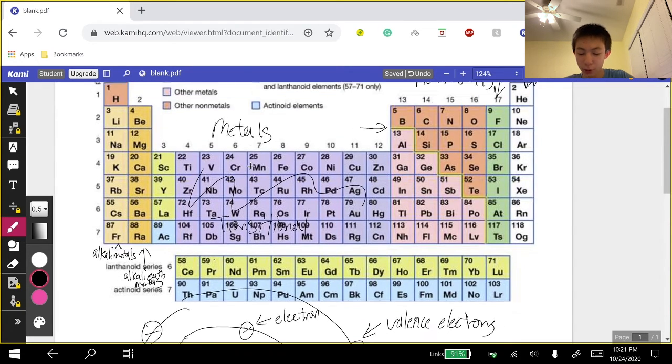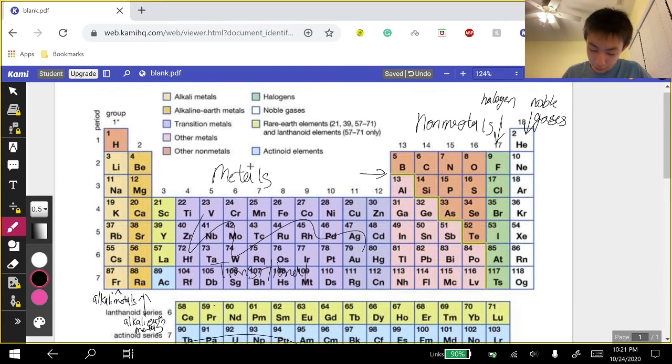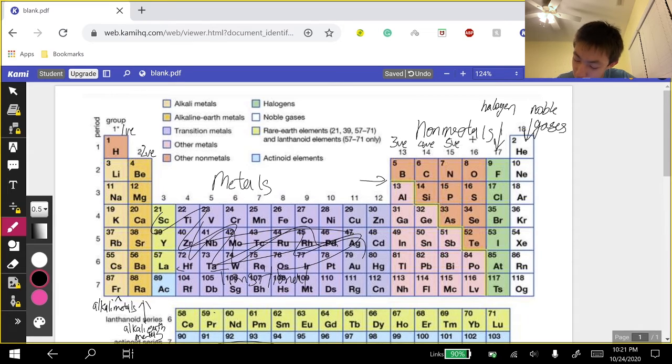Okay, now to tell how many valence electrons an element has on the periodic table, basically just count the columns. The first column has 1 valence electron. Second one has 2 valence electrons. You skip these transitional metals for now because we're gonna learn how to find the valence electrons for these when we start learning about electron configuration in the future. And then let's continue. 3 VE, 4 VE, 5, 6, 7, and 8.